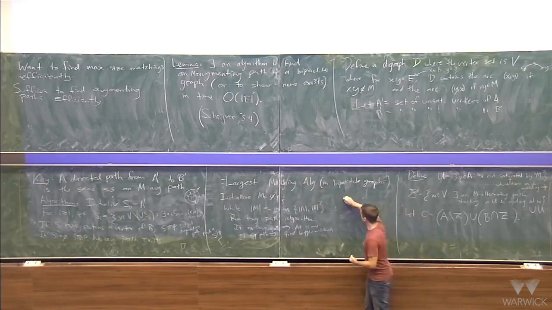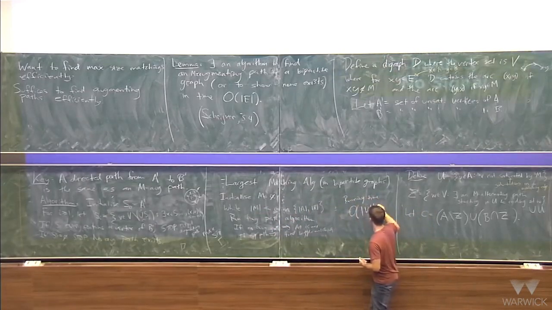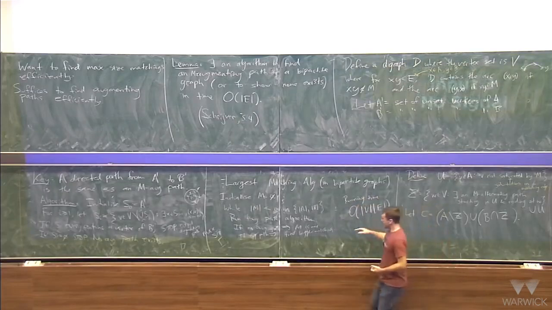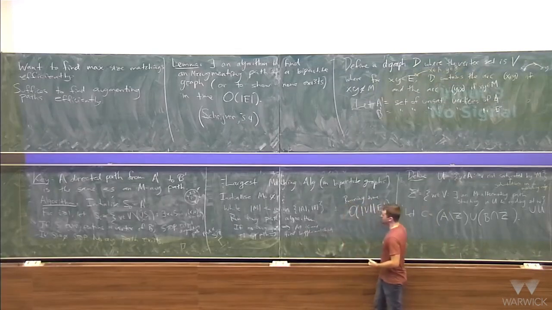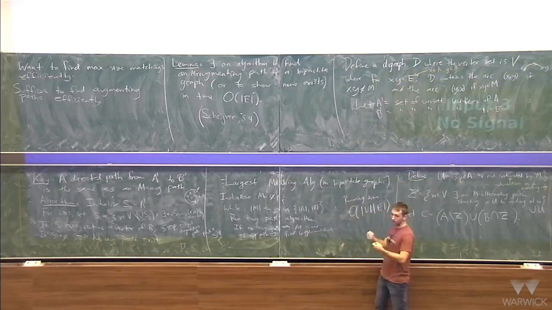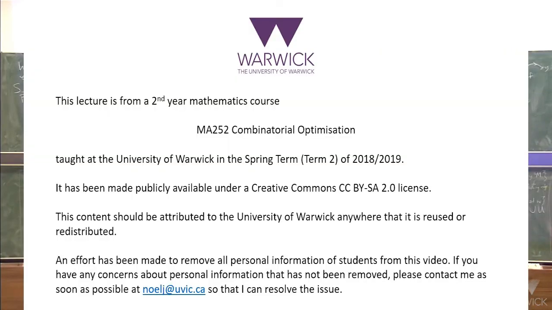So this has running time, if you think about it, big O of the number of vertices times the number of edges. Each iteration takes big O of the number of edges steps, and there are at most big O of the number of vertices iterations, because the matching can only increase that many times. Okay, so that's all for today.